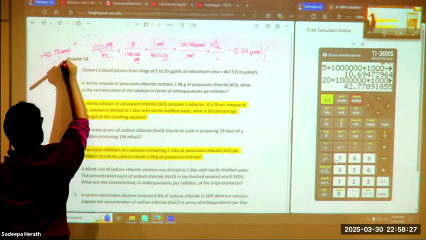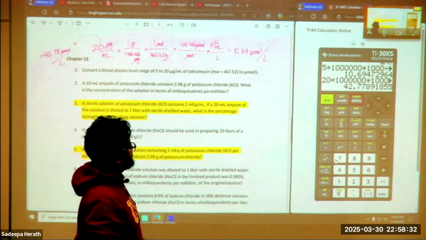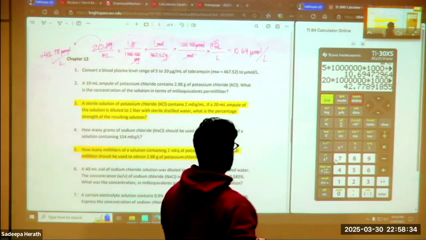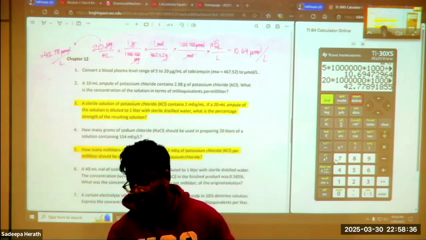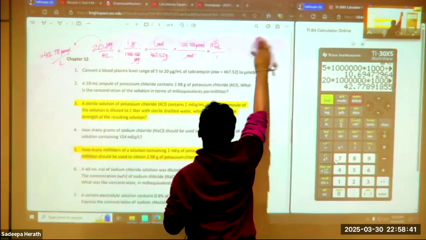micromoles per liter. Now you know how to use a calculator, and now we know how to convert. So that's 1.